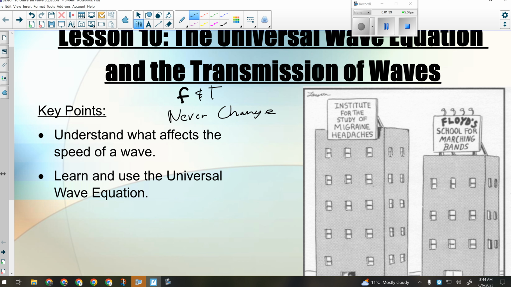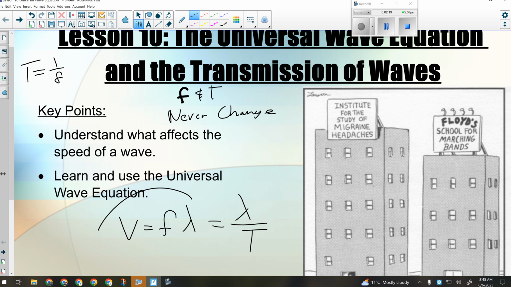All right, that is governed by the universal wave equation. Now, the universal wave equation looks like this: v equals f times lambda. So the speed of a wave is calculated by multiplying the frequency of the wave by the wavelength. It can also be written this way, but it only appears that way on your formula sheet, because we understand that T equals 1 over f and f equals 1 over T. So it's only shown this way on your formula sheet.